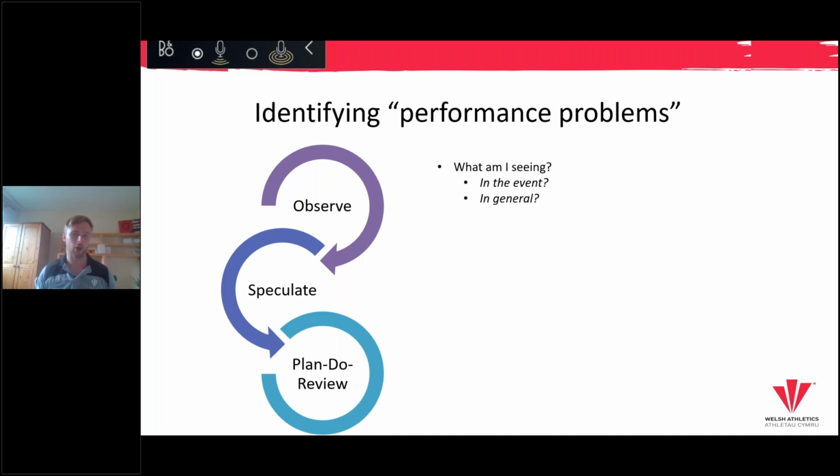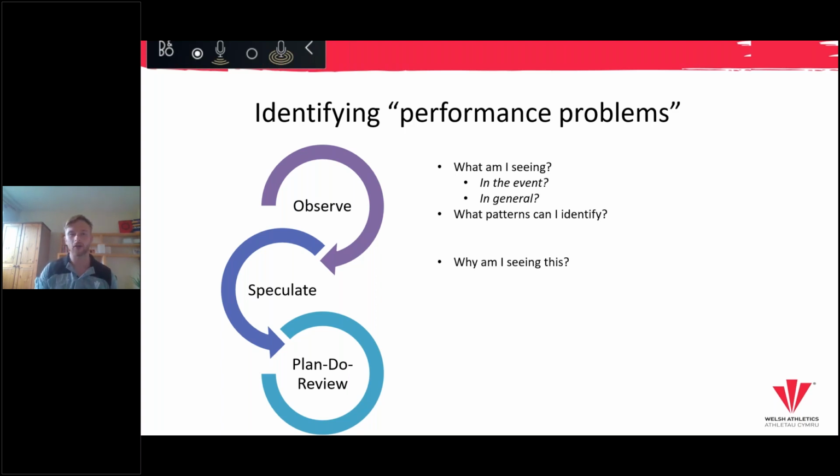To give you some examples of what that might look like, maybe in the event I'm seeing a thrower that can't maintain a good angle of separation throughout the movement. And in general, maybe I'm just seeing this athlete, he walks around in a bit of a hunchback position. He's got a curvature in his spine. Which brings me to my next point, what patterns can I identify from this? So potentially now I'm starting to link those things. Are they related or not?